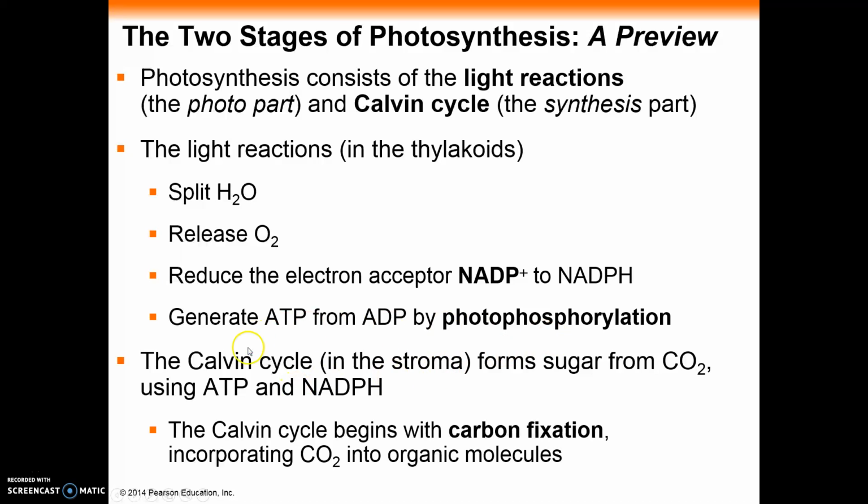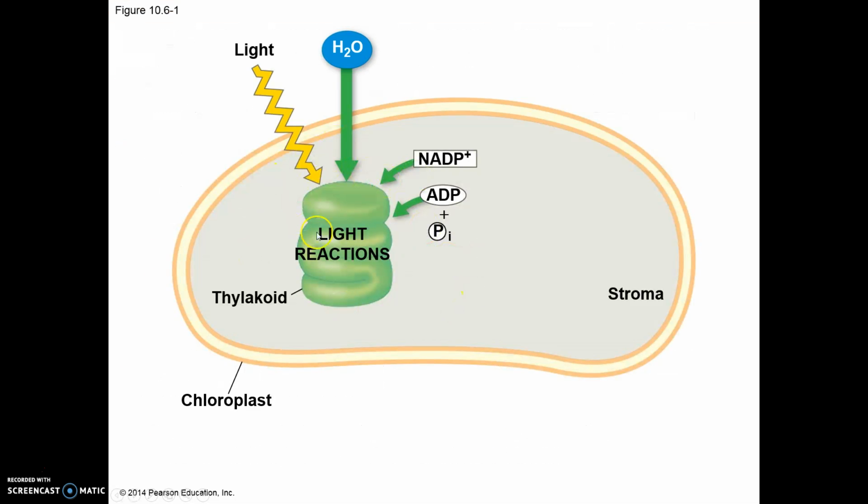All right, then we have the Calvin cycle, which occurs in the stroma, so in that space outside of the thylakoids. And this will generate sugar from CO2 utilizing ATP and NADPH. This is a process that we call carbon fixation because it is taking CO2 from the environment and turning it into larger organic molecules.